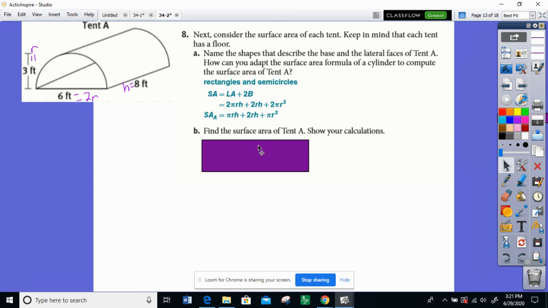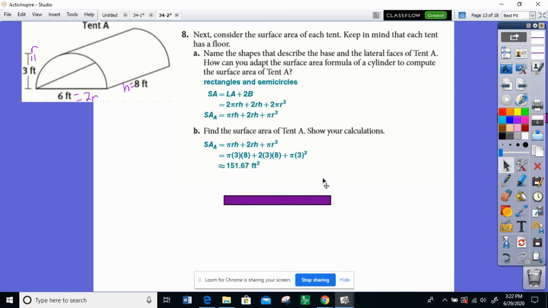So when we plug into this formula, substituting 3 feet everywhere we see r and 8 feet everywhere we see h, pi times 3 times 8 plus 2 times 3 times 8 plus pi times 3 squared gives us approximately 151.67 square feet.